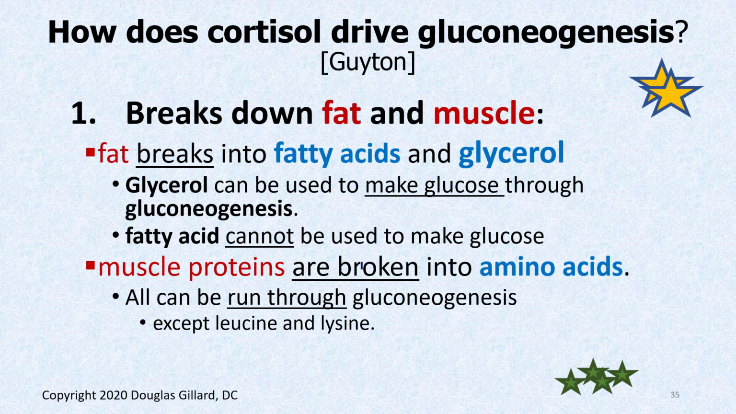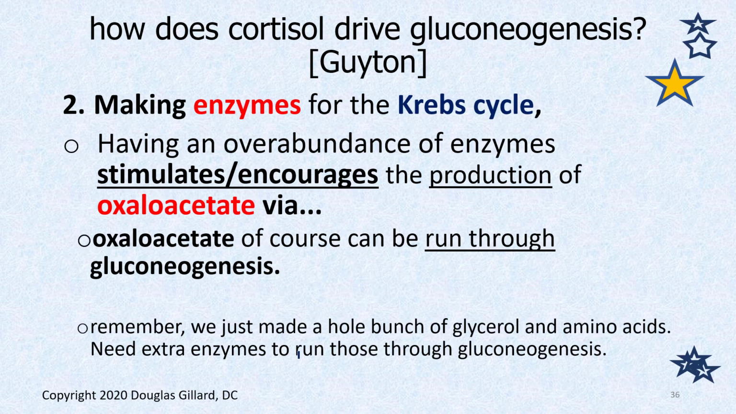How does cortisol drive gluconeogenesis? Again, it breaks down fats and muscles to fatty acids and glycerol. Another note here, fatty acids cannot be used to make glucose. Okay, that's like leucine and lysine, which cannot. Fatty acids can't. So when you break down fat, the fatty acids aren't used. Muscle proteins again, except for leucine and lysine. Could probably get rid of that slide.